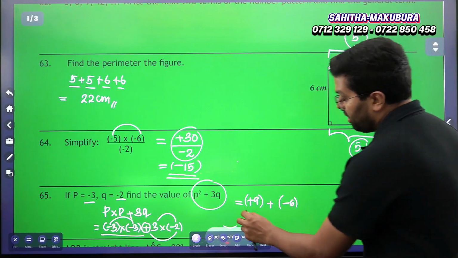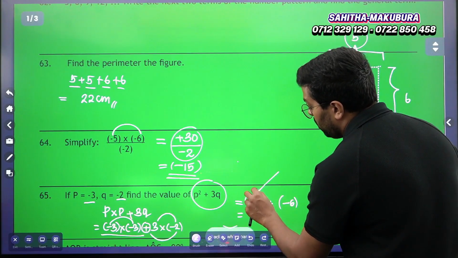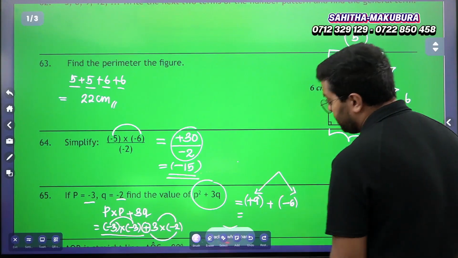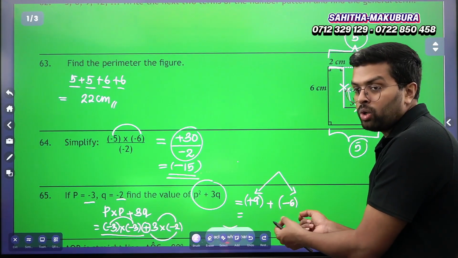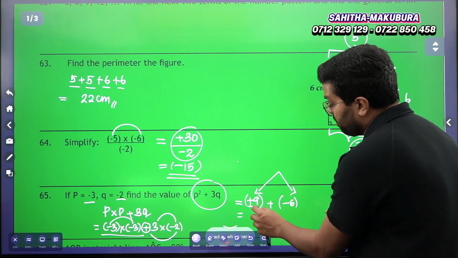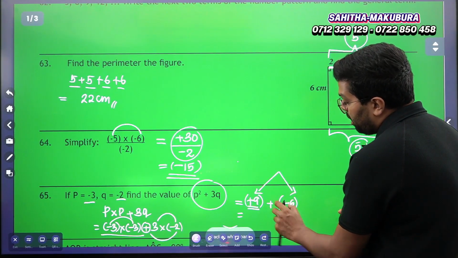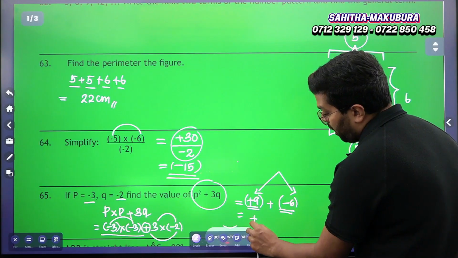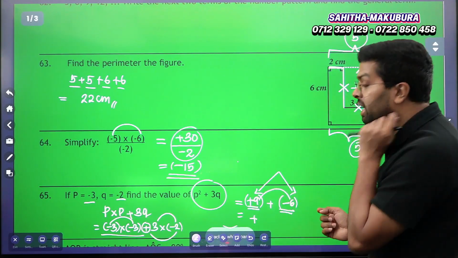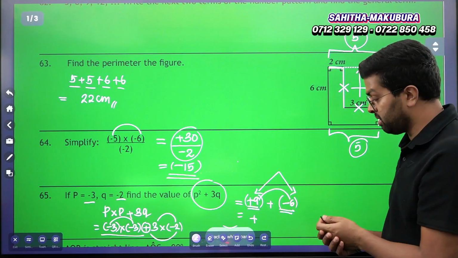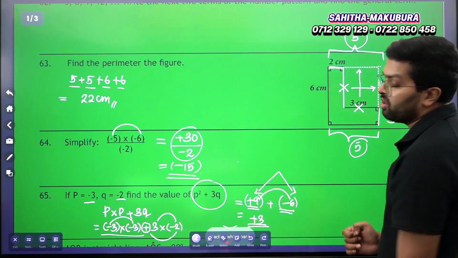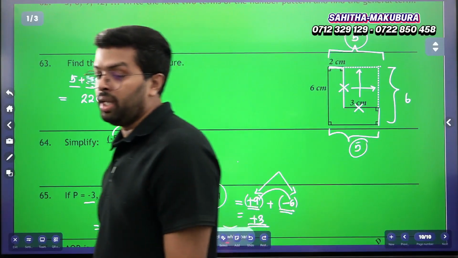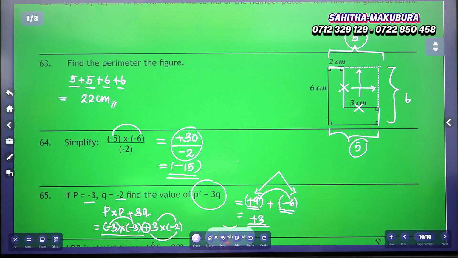What is the answer? We have to add two directed numbers which have opposite directions. So how to get the answer? The answer should be a positive number, and here we are taking the difference between 9 and 6. The difference between 9 and 6 is 3. Therefore the answer is positive 3. Alright. Okay, let's move on.